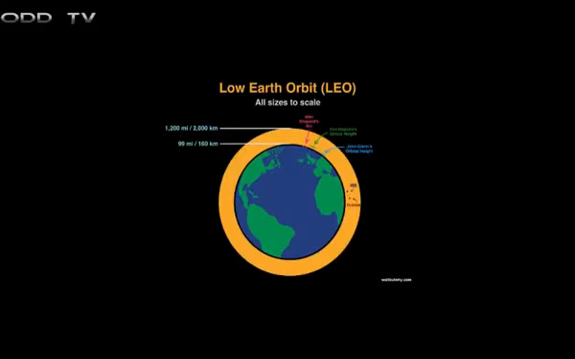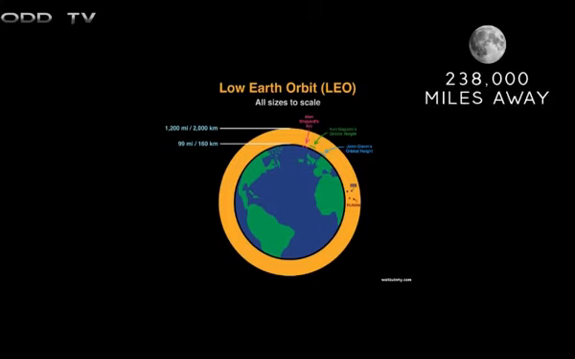On numerous occasions, NASA admits that we can't go beyond low Earth orbit, which is between 99 miles and 1,200 miles away. The interesting thing is that the moon is said to be 238,000 miles away, which is a difference of 236,800 miles.